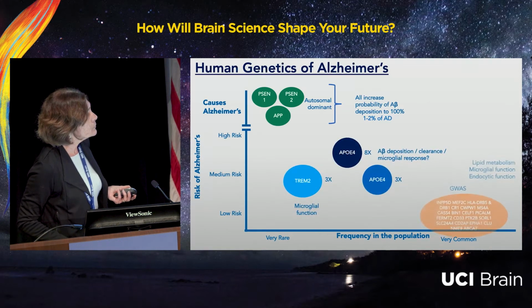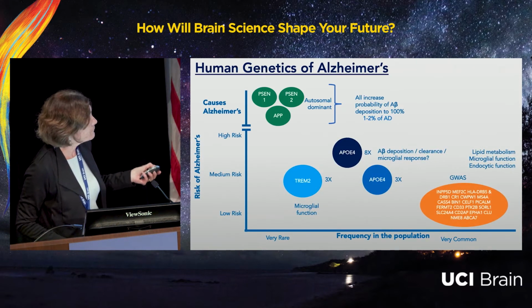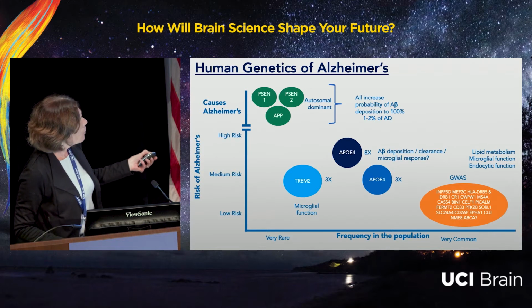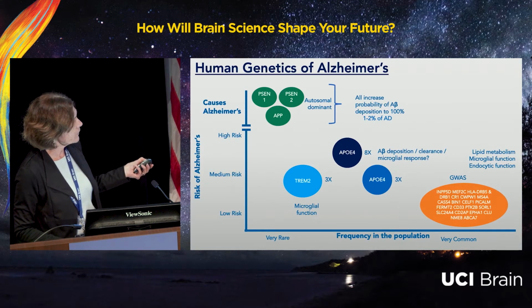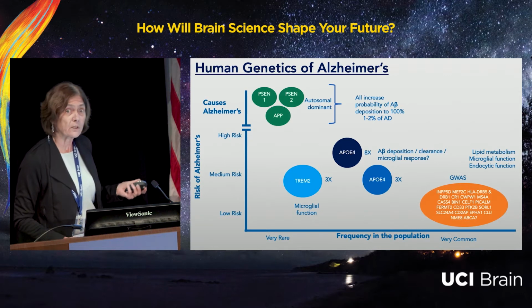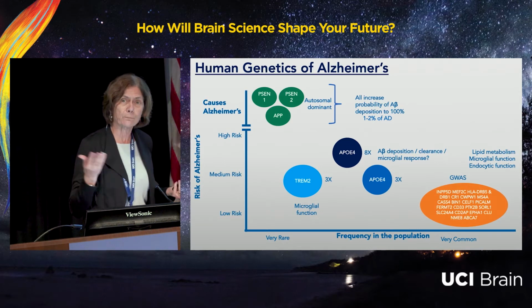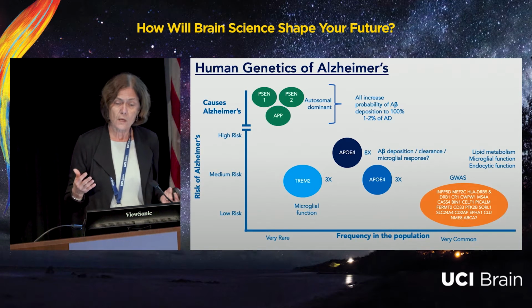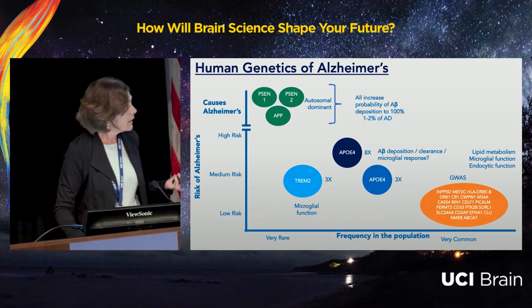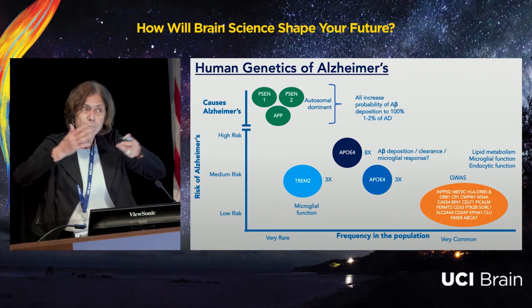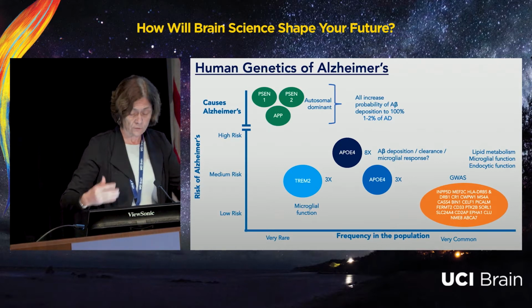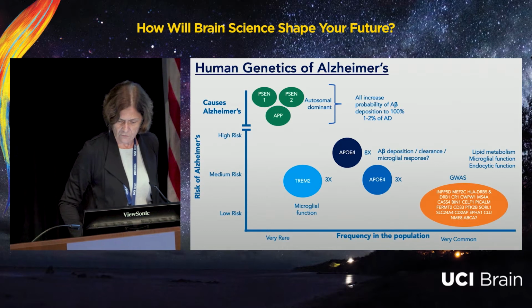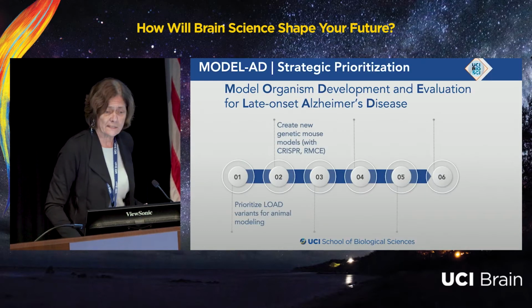So we do know that there are a lot of other genetic factors that confer much lower risk when you have these genetic variants, but they can be very common. Some of these are up to 40% of the population have those. Now, these do not cause Alzheimer's themselves, but in combination could be factoring into the onset and progression of the disease. So what's Model AD doing?